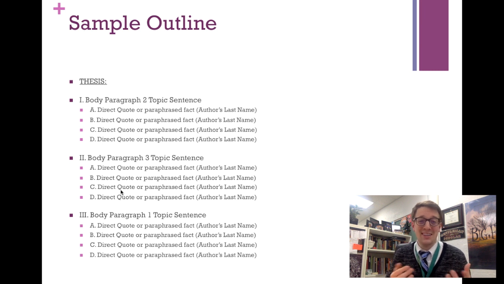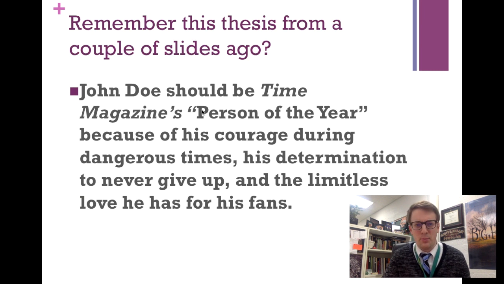Essentially, all it is instead of note cards, you're going to, for each note card, have one of these little letter lines. So this would translate into this letter A for Roman numeral 1 on an outline. So let's see an example. This was a thesis statement I showed you a couple slides ago. John Doe should be Time Magazine's Person of the Year because of his courage during dangerous times, his determination to never give up, and the limitless love he has for his fans.